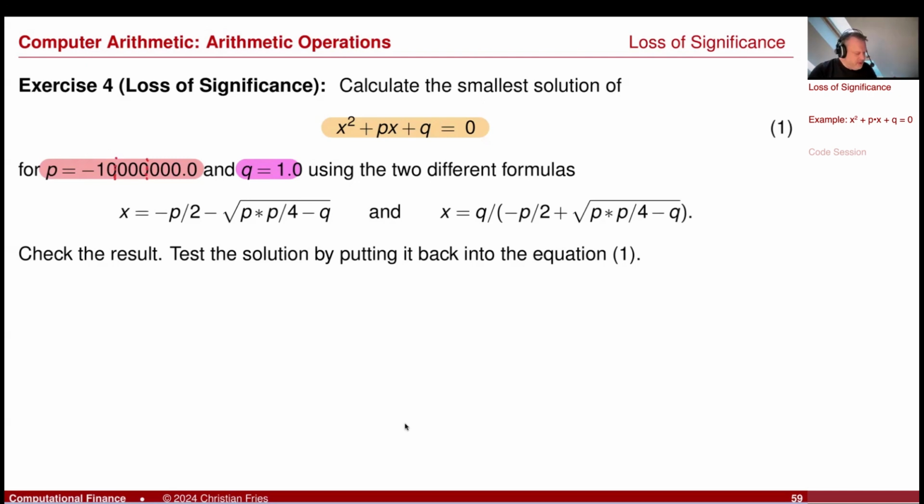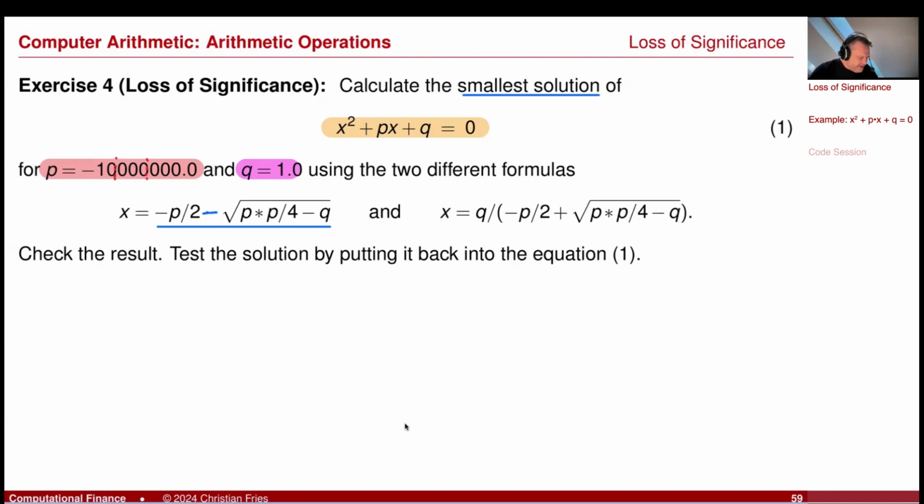And you maybe recall that the solution is given here by this formula. So if I look at the smallest solution, then it is only the formula that has a minus here. There is another solution with a plus, but if I only look at the smallest solution, it is the one with the minus. So it's minus p half minus the square root of p half squared, so p squared divided by 4 minus q.